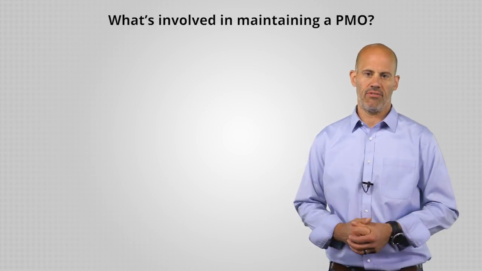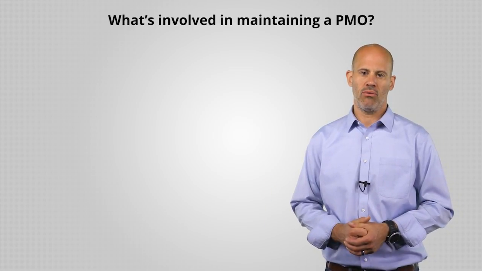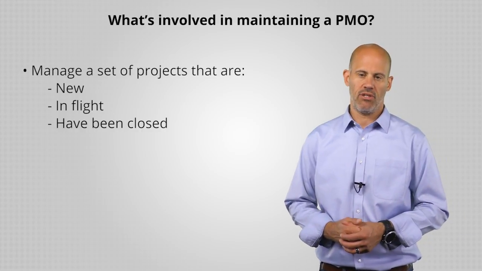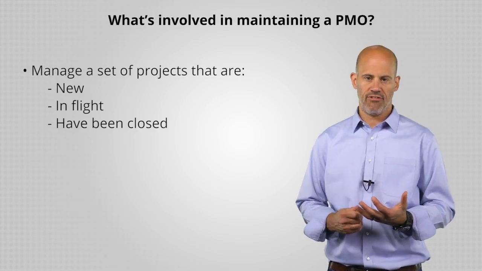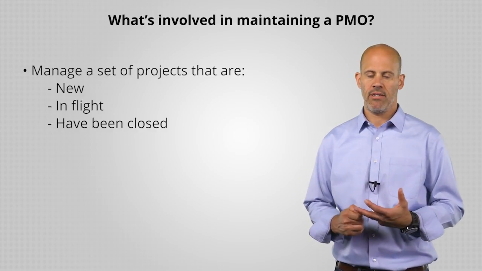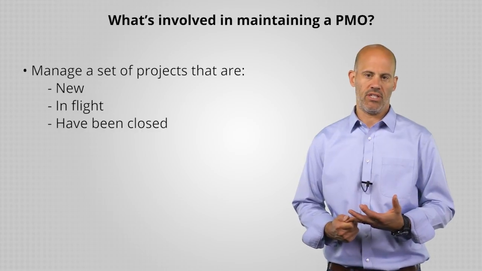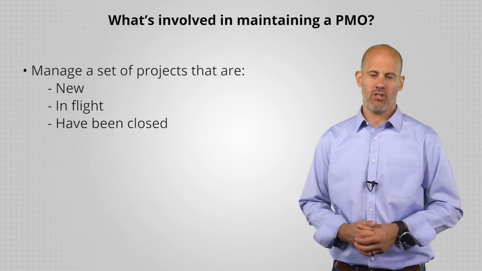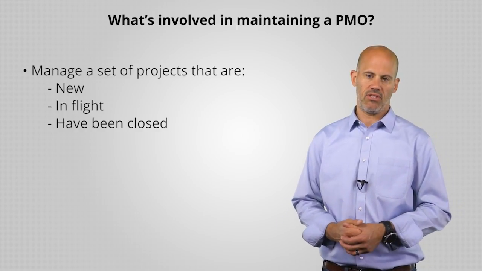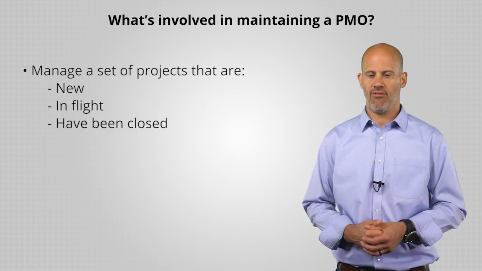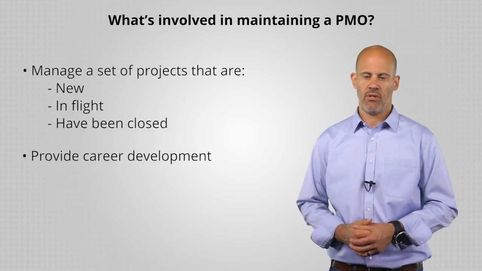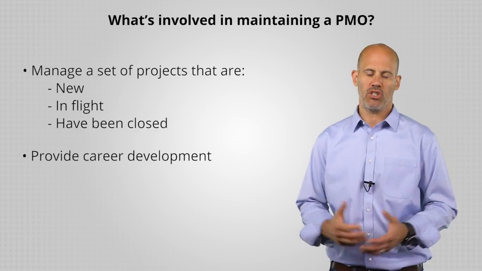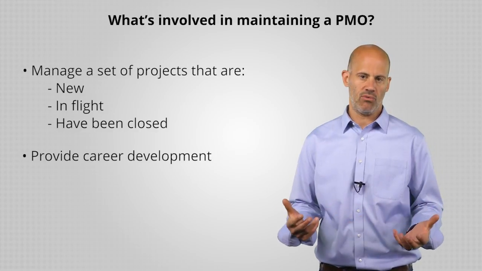One of the things involved in maintaining a PMO is the ability to manage a set of projects that, 1, are new, coming into the organization, 2, are currently in flight within the organization, and 3, have been closed within an organization. Now, this is a continuous activity that helps ensure that the organization is constantly delivering on the various business objectives. There's also the need for career development for practitioners. So in terms of maintaining a PMO, there's also maintaining the staff that work within the PMO and ensuring that they have proper career growth and development as well.